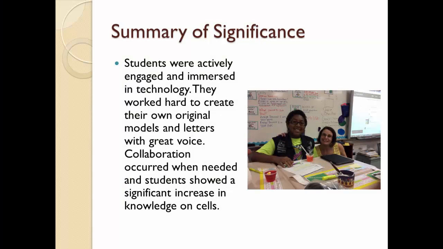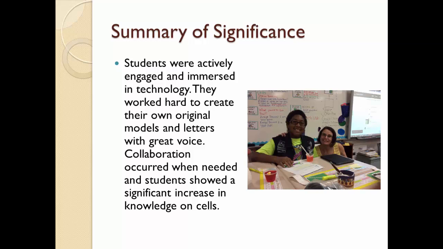Throughout the lesson, the students were actively engaged in technology as well as eating, and they had created their own works of art. It's an art when you can take a picture and you can truly share it with your peers. The students were definitely engaged and collaborated when needed.